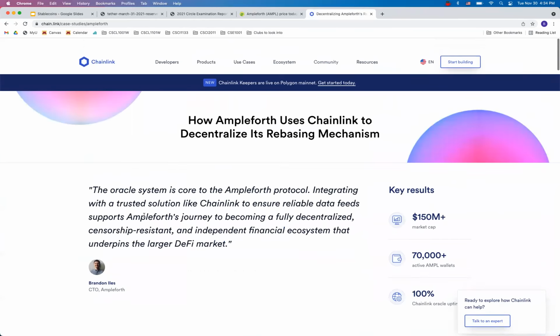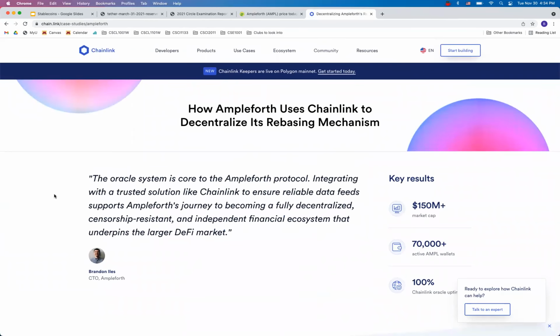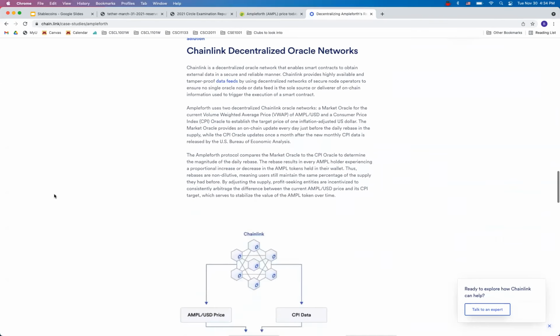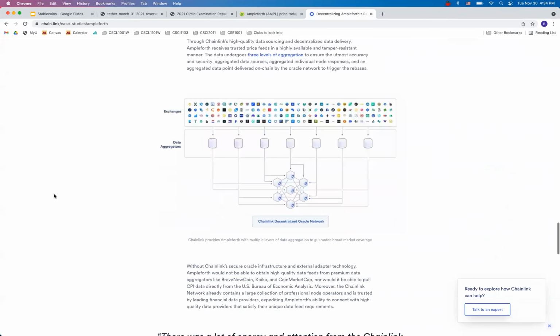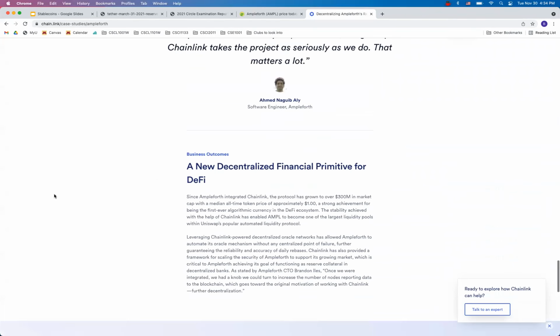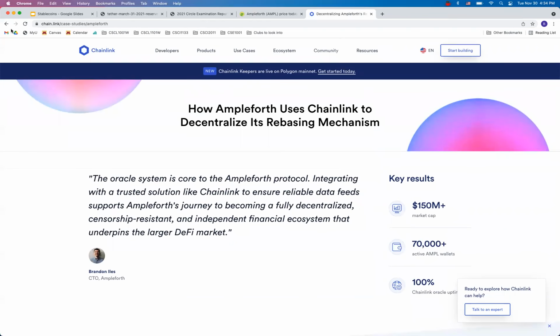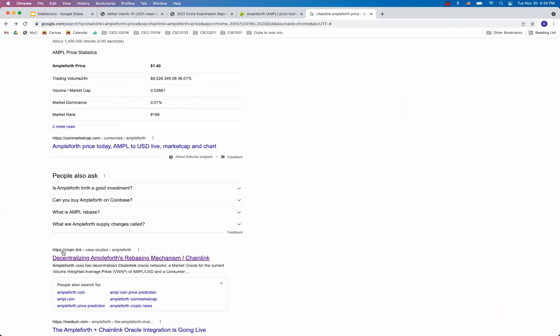Chainlink actually has a case study about Ampleforth, so I can send that in the Discord later. Some guy who's showing on the internet says Chainlink does not have a trustless way to verify whether the information given back to you is accurate or not. Instead it relies on centralized verification and dispute resolution. I do need to read that case. That is true.